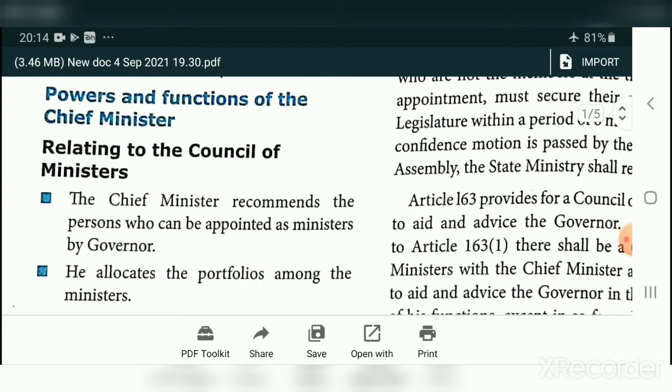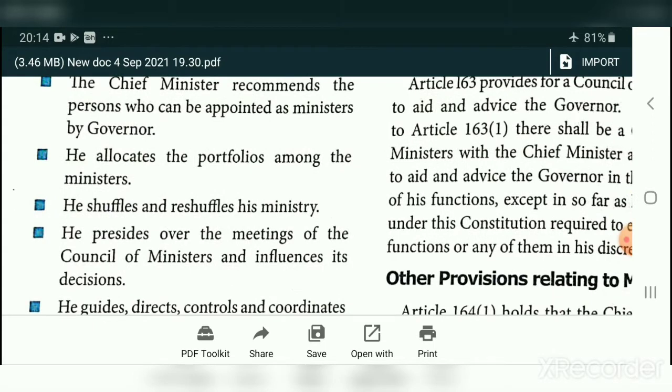Now we will see the powers and functions of the chief minister. Relating to the council of ministers, the chief minister recommends the person who can be appointed as a minister by the governor. So if an MLA becomes a minister, it is in the hands of the chief minister. He recommends the person to the governor to appoint as a minister. He allocates the portfolios, various departments, among the ministers. So the chief minister distributes various departments to the ministers.